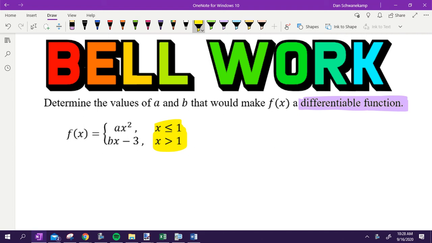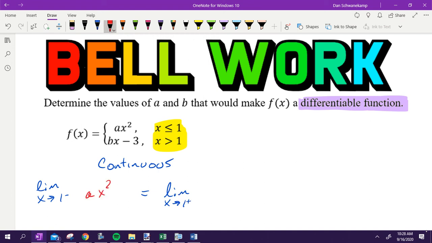In order to be differentiable, what has to be true? It has to be continuous. So the first thing I'm going to do on this problem is figure out when I'm continuous. To figure out if I'm continuous, I need to know the limit as x approaches 1 from the left needs to be equal to the limit as x approaches 1 from the right. From the left, it's this equation right here. From the right, it's this equation right there. That's how I'm determining whether it's continuous or not. I'm taking both functions and setting them equal to each other.